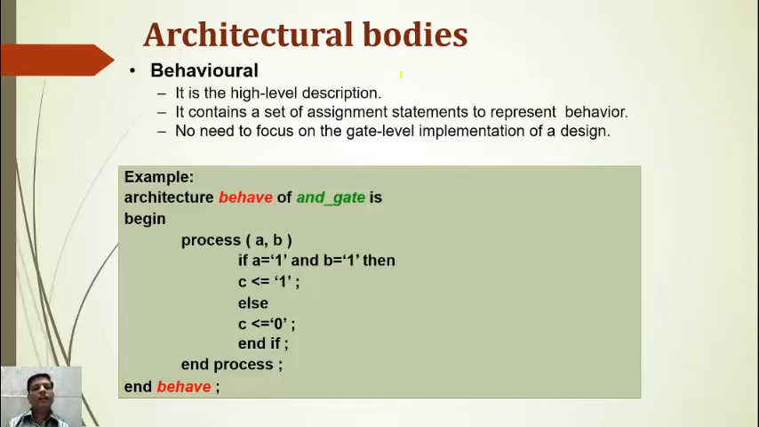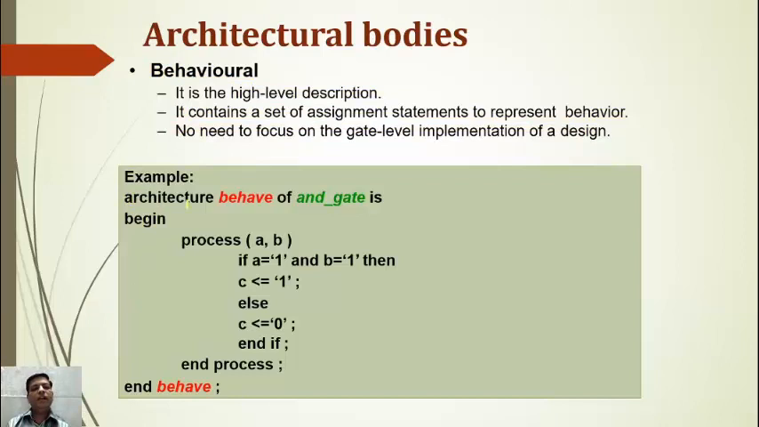Here, architectural bodies. The first architecture we have considered is behavioral modeling. Behavioral, what is it? It is the high level description. Always remember, it is the high level description. It contains a set of assignment statements to represent the behavior. No need to focus on the gate level implementation of the design.